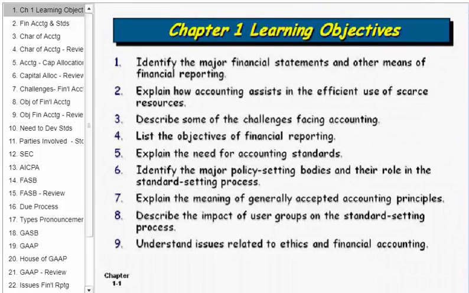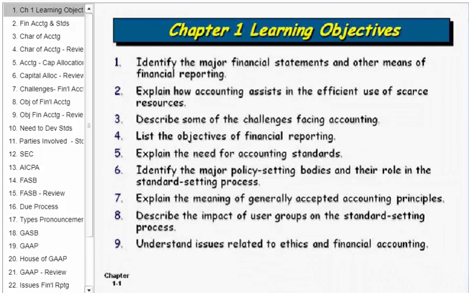Let's take a look at the Chapter 1 learning objectives. There's 9 of them. Identify the major financial statements and other means of financial reporting. Explain how accounting assists in the efficient use of scarce resources. Describe some of the challenges facing accounting.